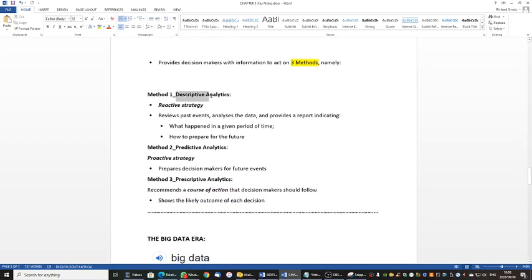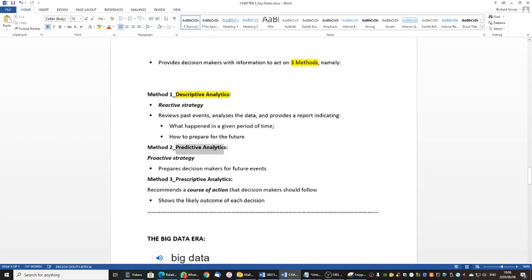Descriptive analytics. Some new terms here for you guys. Reactive strategy. We look at the past, we analyze the data, and we provide a report indicating, often in graphs, what happened over a given period of time, and that helps us prepare for the future. That is descriptive analytics.